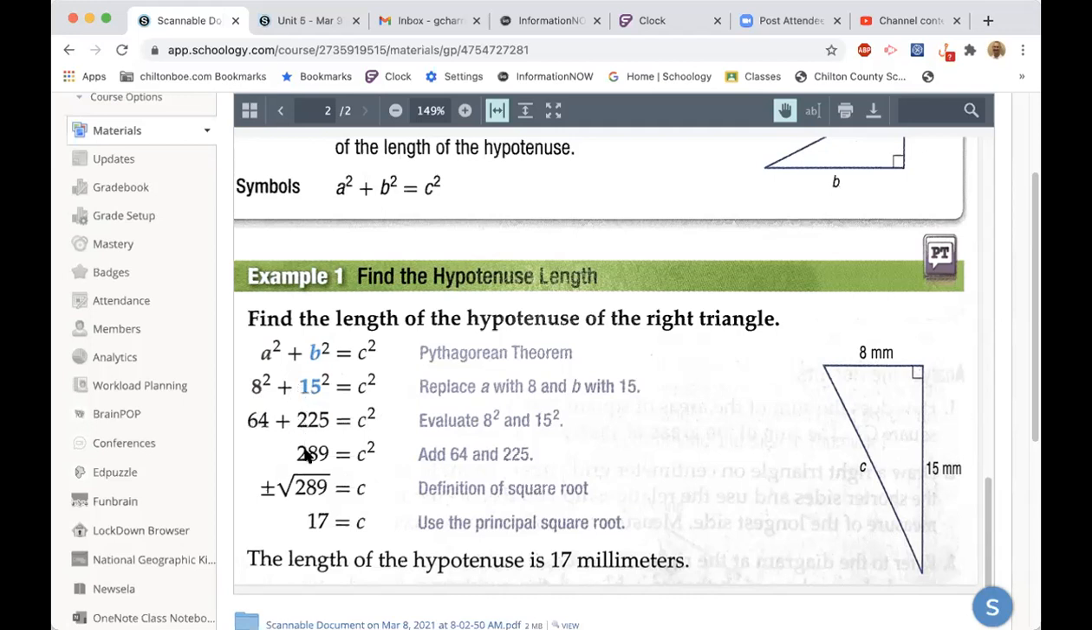Add, get 289. And to get rid of this square, you take the square root of it to get C. Whatever you do to one side, you do to the other. And the square root of 289 is 17. So the length of this hypotenuse is 17 millimeters.